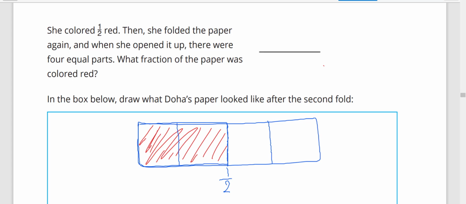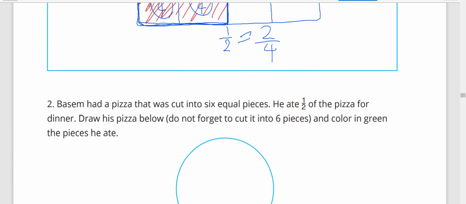Now, what is the fraction of the paper that was colored red? What is the fraction of this part now? Yes, each part is a fourth. So the fraction of this part now, after she folded it again, is 2 fourths. How many fourths? 2 fourths. So we know that half equals 2 fourths. So here we write 2/4. The next page.